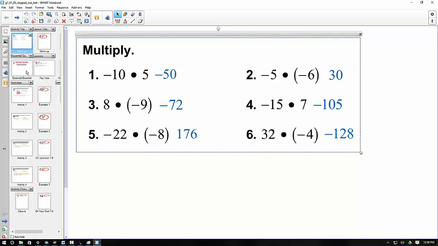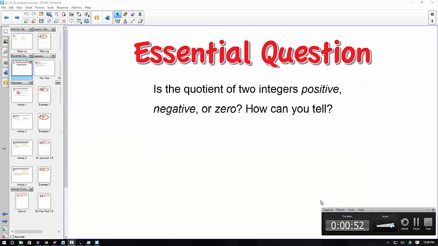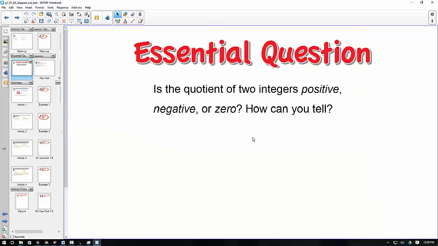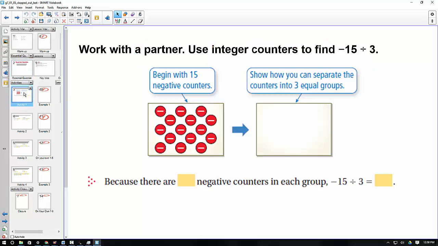So let's go through, and our essential question today is, is the quotient of two integers positive, negative, or 0? And how can you really tell? So let's start off with a problem.